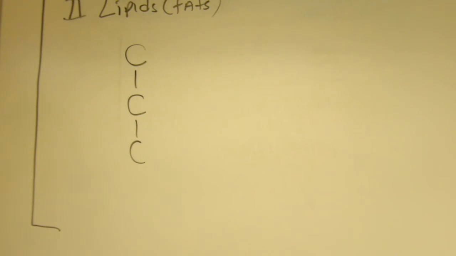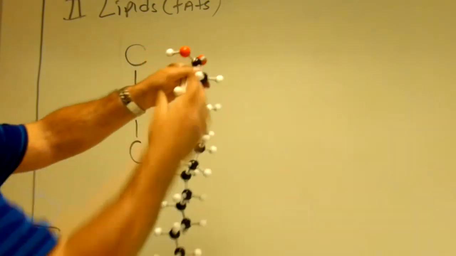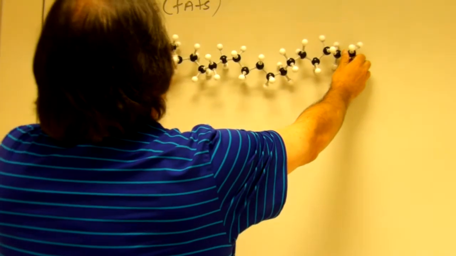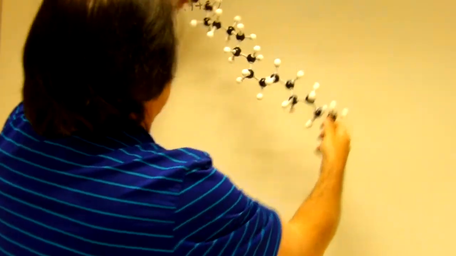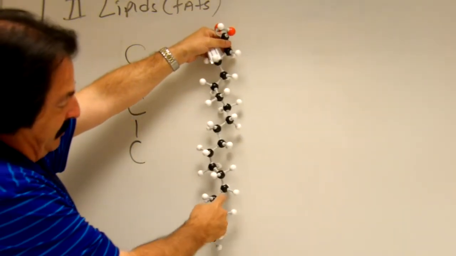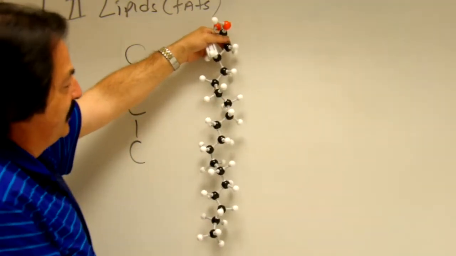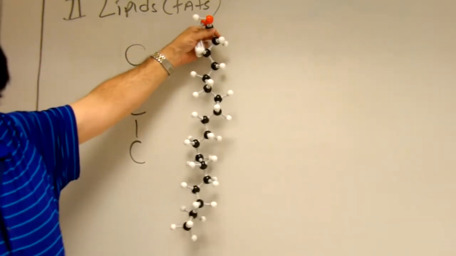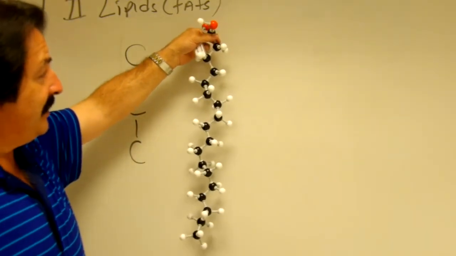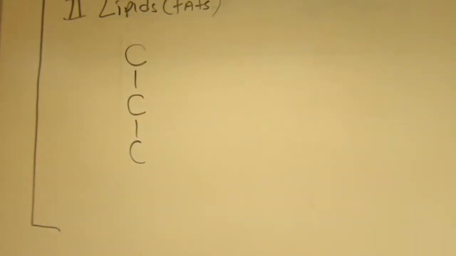Then guess what this is? That is a fatty acid. Okay, fatty acid. Okay, long chain of hydrocarbons. Single bond, single bond, single bond, single bond, single, single, single, single, single. What kind of fatty acid would this be? A saturated fatty acid. Okay? A saturated fatty acid.